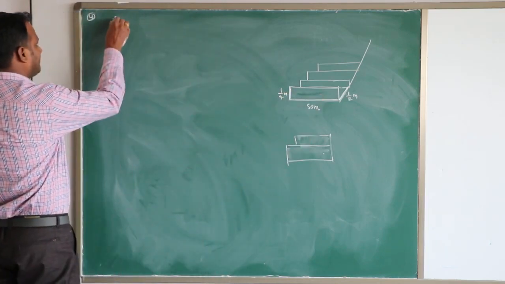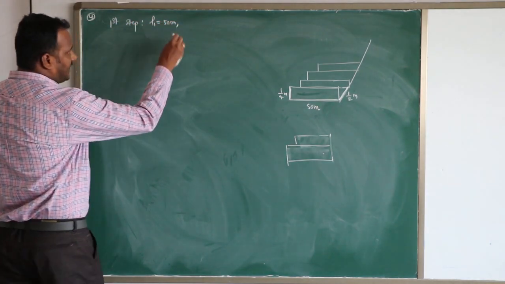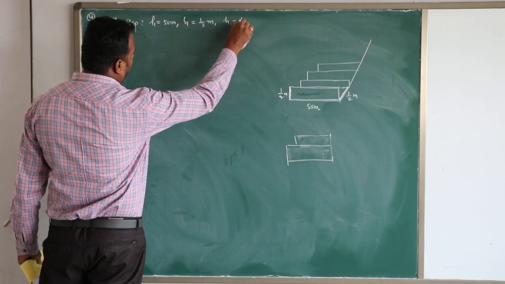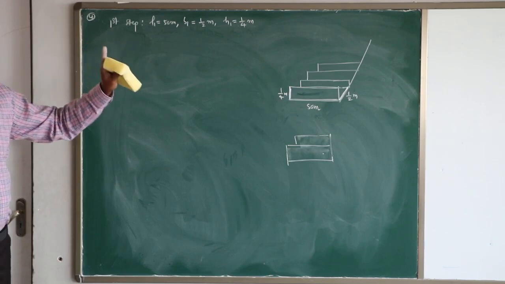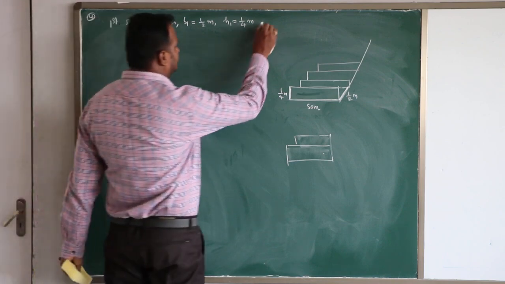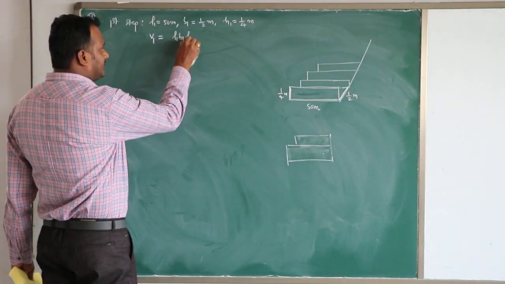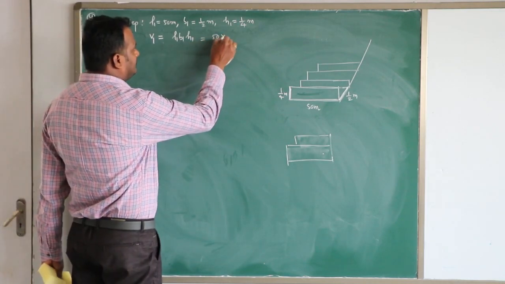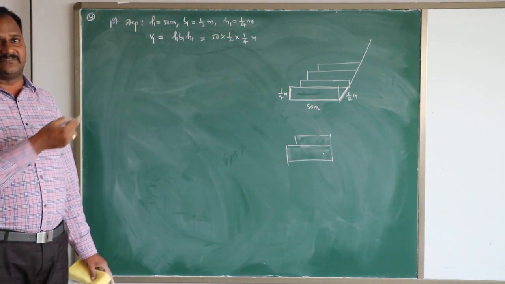For the first step, length is equal to 50 meters, breadth is equal to half meter, and height is equal to 1/4 meter. Why are we writing them as L1, B1, H1? Because they are the measurements belonging to the first step. Therefore, volume of the concrete required for making the first step is equal to L1, B1, H1. That is the formula for volume of a cuboid, which is equal to 50 into 1/2 into 1/4 meter cube, and we don't have to calculate that because that is not the final result.